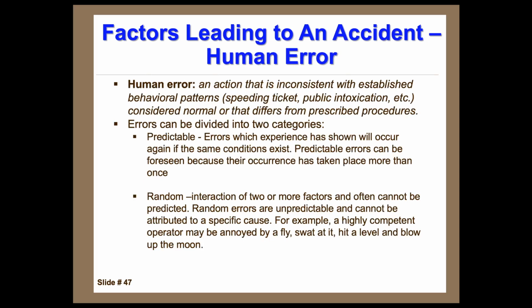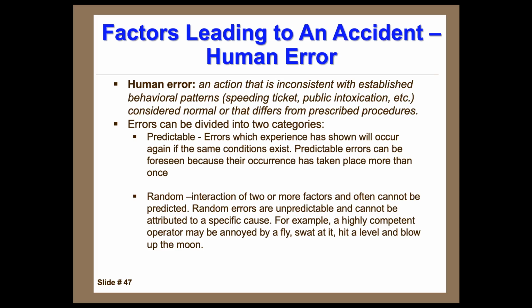What is human error? An action that is inconsistent with established behavioral patterns considered normal, such as a speeding ticket, public intoxication, etc., or that differs from prescribed procedures. Errors can be divided into two categories: predictable and random.